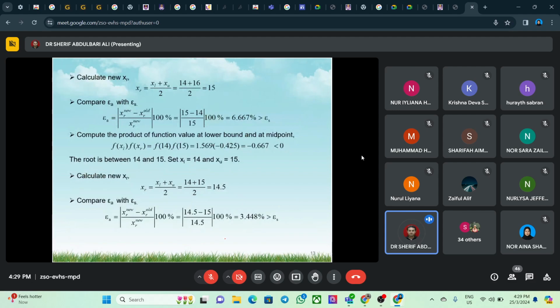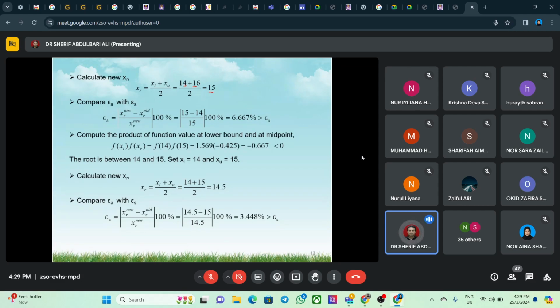Okay, I now have x lower equal to 14 and x upper equal to 16. So I'm going to calculate a new value of xr. The new value of xr is equal to 14 plus 16 over 2. I will get the new value of xr, it's 15.